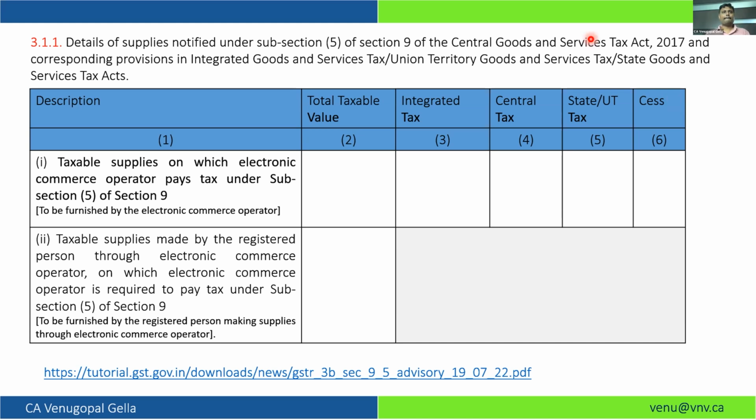Coming to table 3.2. This table already exists in the current GSTR 3B, but what they are asking in the circular is that if any interstate supplies are made to unregistered persons, composition taxpayers and UIN holders, they need to report them. The slide is still on 3.1.1.